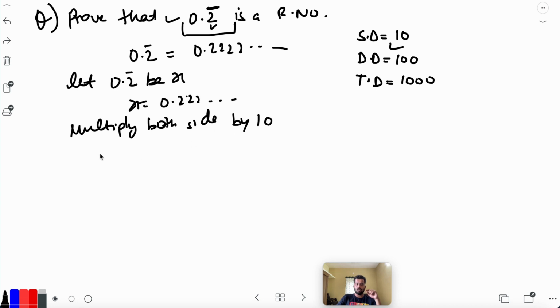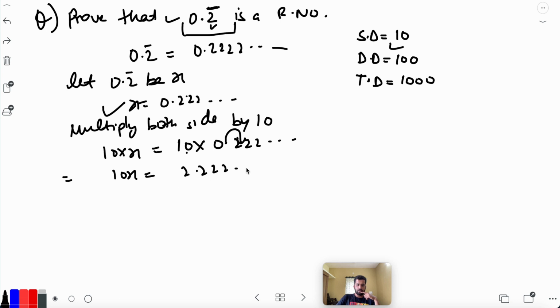So I will write: multiply both sides by 10. Done. Now multiply both sides. So 10 into x and 10 into 0.2222 and so on. This part I multiplied, this part. Now 10 into x is what? 10x. Done. Now 10 into this, so the decimal will shift one digit. So 2.222. This one. Done. Now come to this part, 10x.